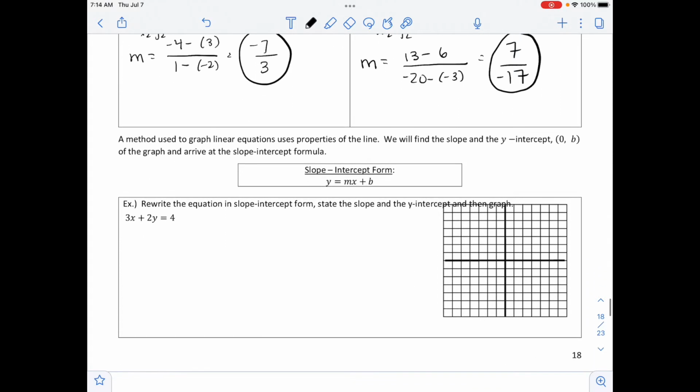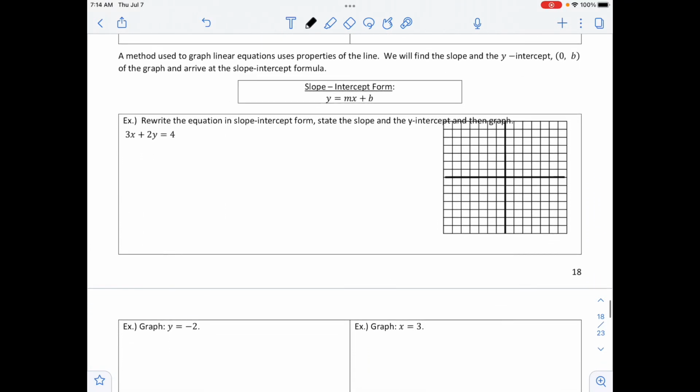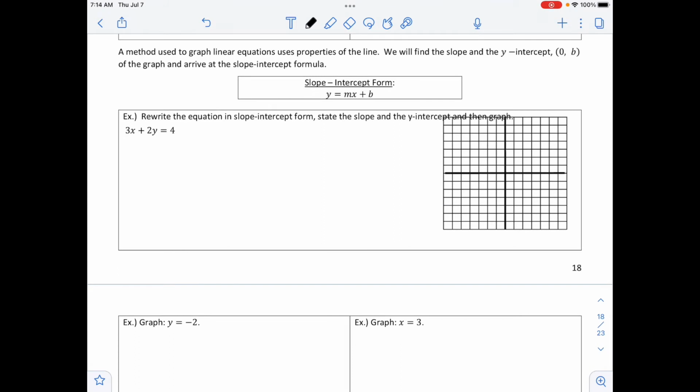A method used to graph linear equations uses properties of the line. We will find the slope and the y-intercept, which, remember, is where x is equal to 0, so we're going to call it (0, b), of the graph and arrive at the slope-intercept formula, which is y equals mx plus b. So again, another formula to make sure you know.